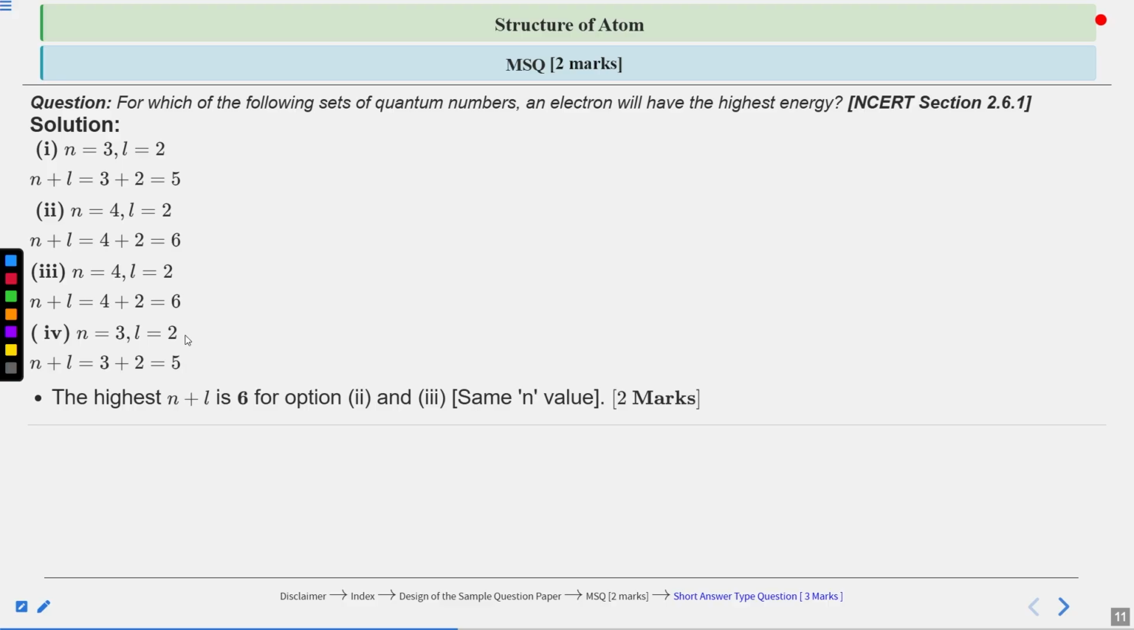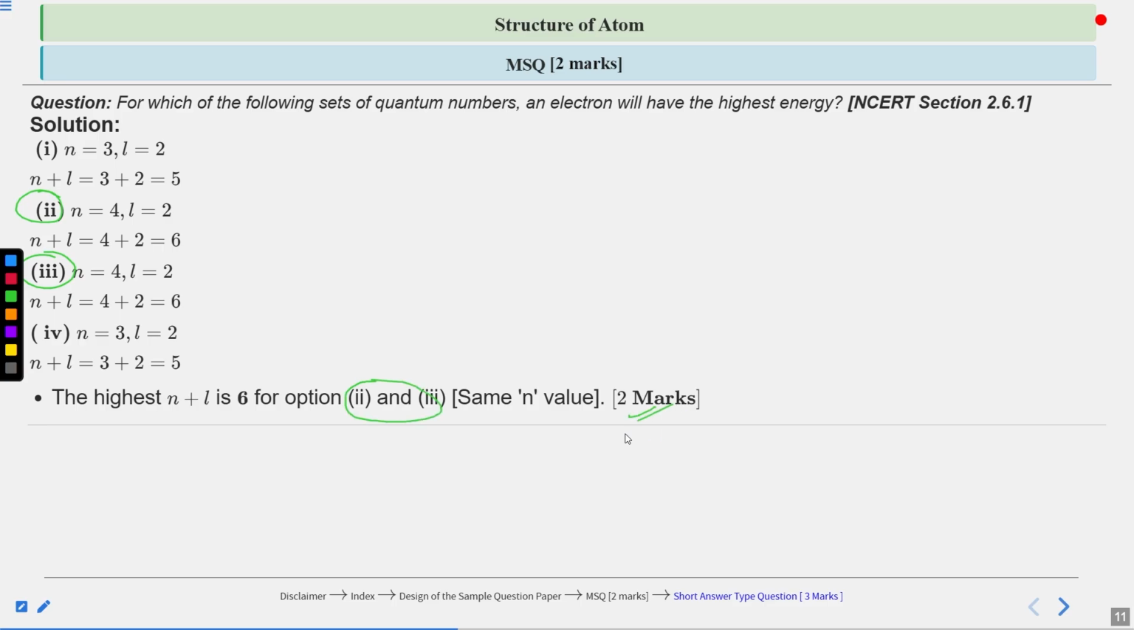Now, we can say that option 2 and 3 are correct. Why? Because both of these have the same n plus l value. Now, ml and ms values do have something to do with the energy, but that can be neglected. And as a result, second and third will have the same energy. Again, in this question also, you have to just write the correct answer and you will get your 2 marks.